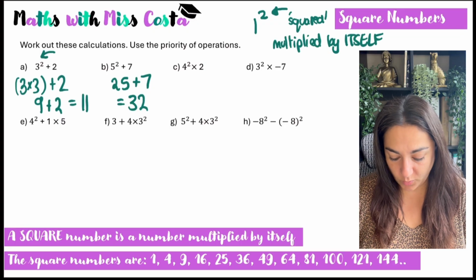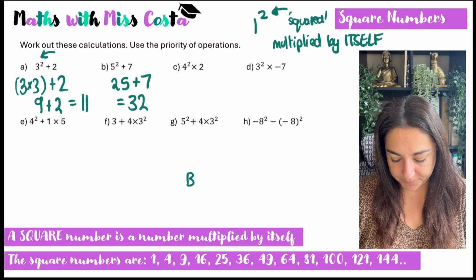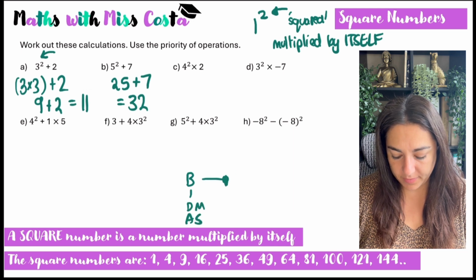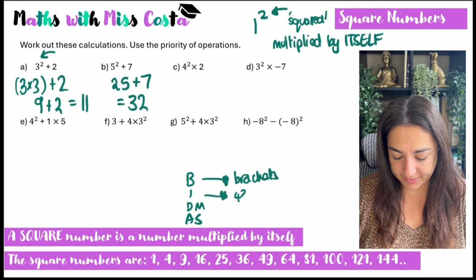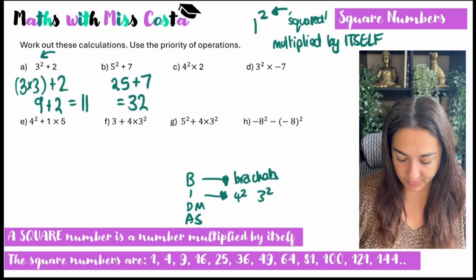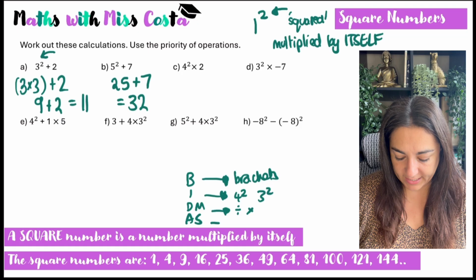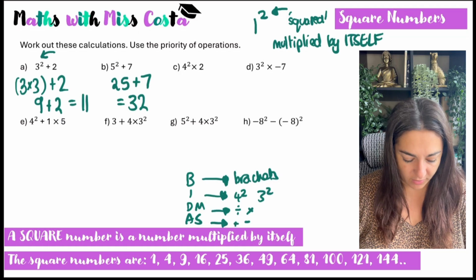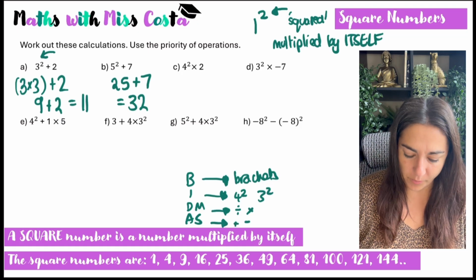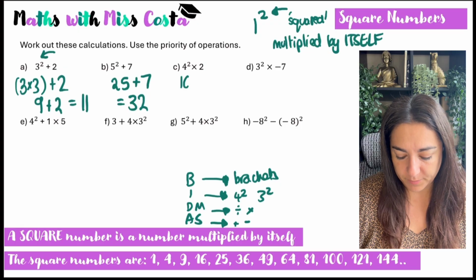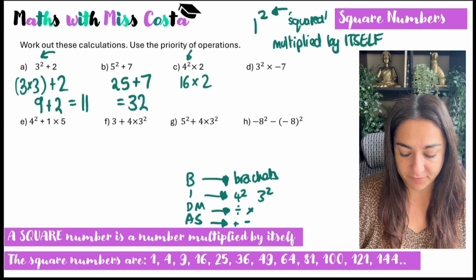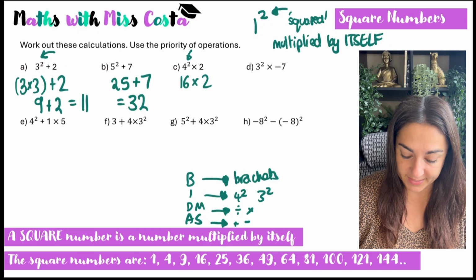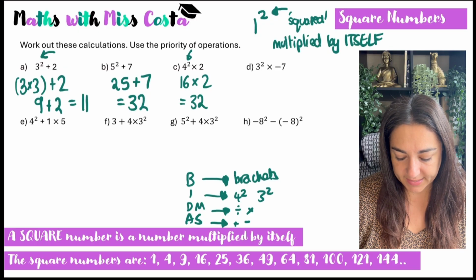So, just a quick little recap. When we've got BIDMAS, we do anything that's in brackets first. Anything that's in indices, so something like 4 squared or 3 squared, that's the second thing we do. Then we do division or multiplication, and then we do addition or subtraction. But I'll cover that in more detail, hopefully a little bit later on. So 4 squared times 2, that would be 16 times 2. I do this bit first because it's an indice, and in BIDMAS, it's the first thing that comes up. 16 times 2 is 32.